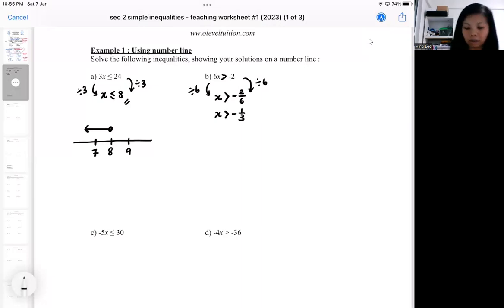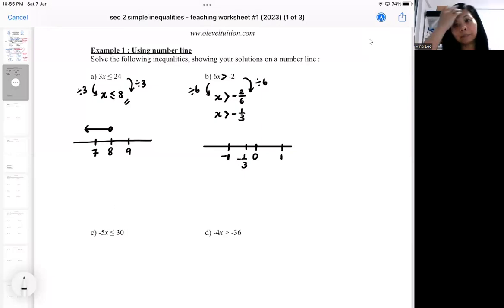So x is greater than -1/3. So what happens when you get a fraction? How are you going to show it? If there is a fraction, this is what I will do. I will write the surrounding whole numbers. And this is -1/3, and you want it to be greater than -1/3. Greater means it's on the right side. There's no equal sign, so it should be an empty circle. So you must get used to drawing the number line. Later on, there will be questions where you will need the number line to answer correctly.